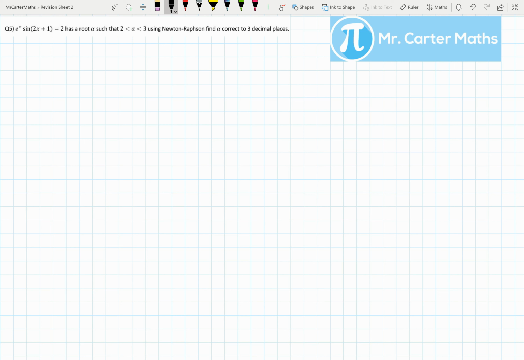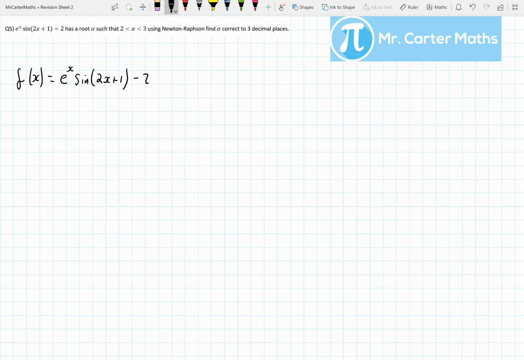Question 5. So we've been given some expression. I've been asked to use Newton-Raphson, which is a formula in your formula book if you don't already know it. You do need to be working with a function though, and we do like that function to equal 0. So I'm just going to go ahead and define a function. f of x equals, and if I need a 0 on here, I actually need to subtract that too. So e to the x sine 2x plus 1 minus 2.